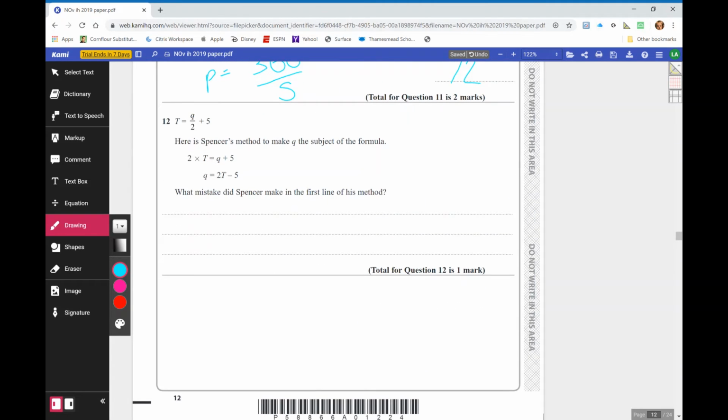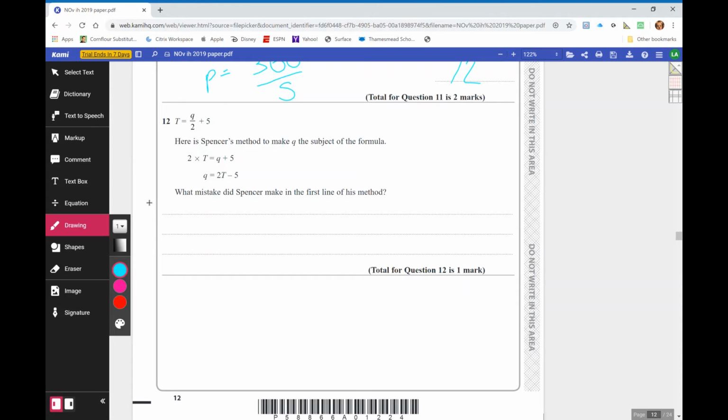Okay, so here is a 1 marker, question 12, but you have to use the correct wording, etc. You have to see why this doesn't work. So this is a rearranging equation. Spencer's method to make Q the subject of the formula is here. What mistake has he made? Okay, so what I would do is actually do the actual thing.